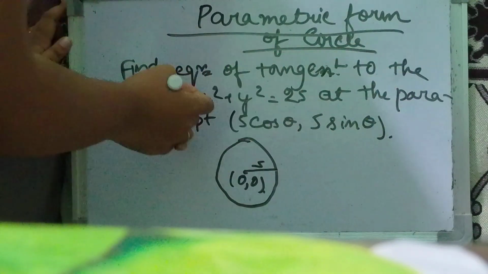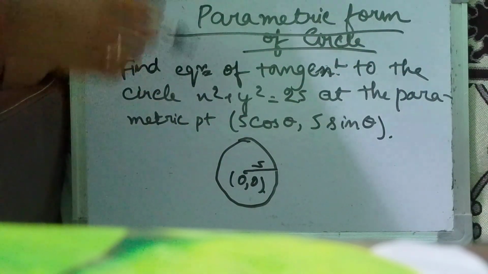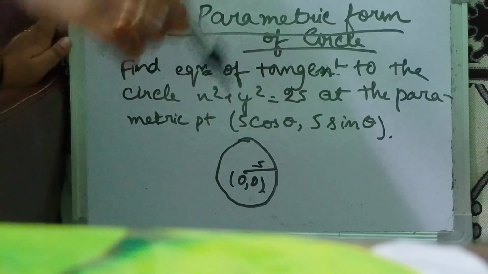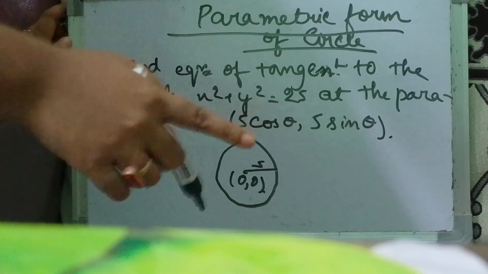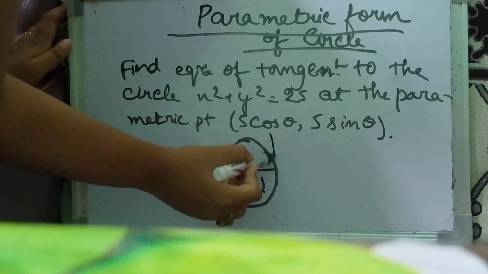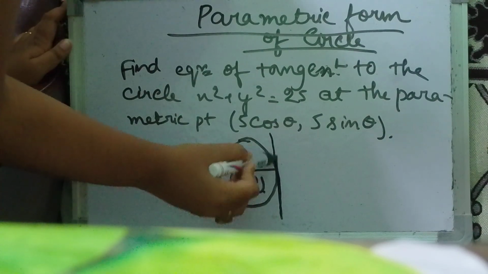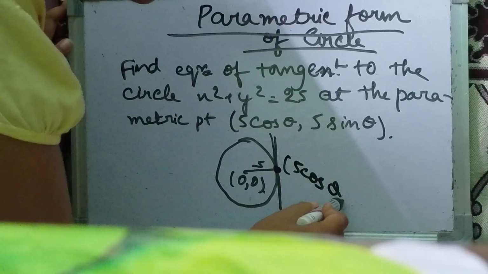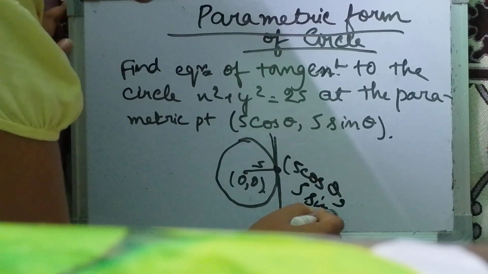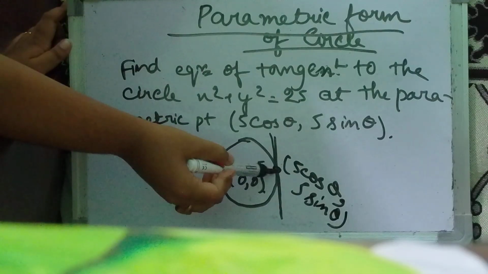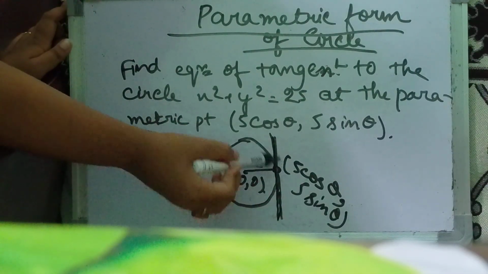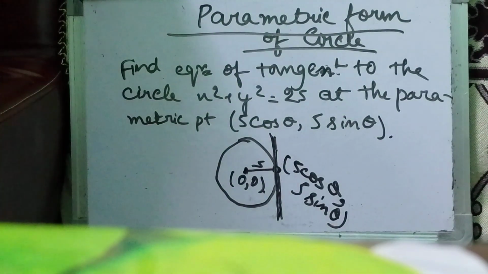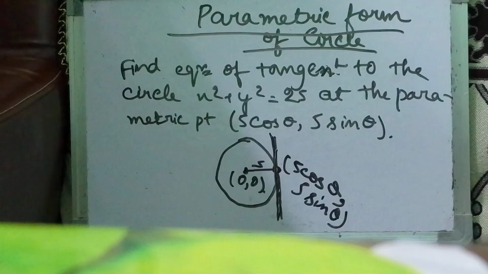Find the equation of tangent to the circle, this one, at the parametric point. Means we have to find the tangent at that point. We know the equation of tangent when a particular point is given. This point is given as 5 cos theta, 5 sin theta. We have to find the equation of tangent at this point. And this is the center and this is the radius. Let's solve this.